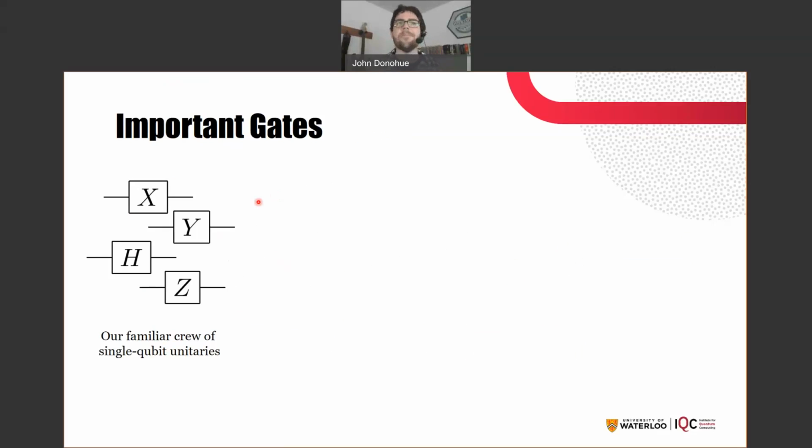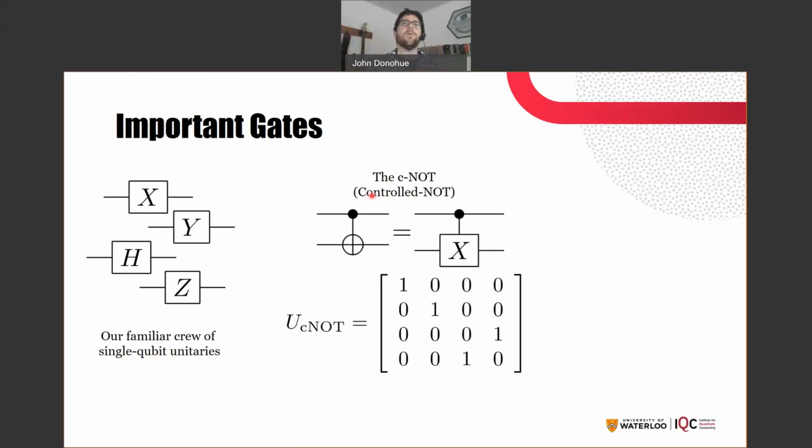So some important gates, we have our familiar crew of single qubit unitaries, X, H, Z, they're all buds. And we're also going to need 2-qubit unitaries as well. Probably the most important one is the controlled NOT, which we'll represent as UC naught. We can think about this as an X gate, a NOT gate, something that flips from 0 to 1. But basically what's happening is if the control qubit on the top, so this first qubit line here, is in the state 0, don't flip, do nothing. If the control qubit is in the state 1, flip the other qubit. So it's the state of one qubit controlling the state of the other qubit.